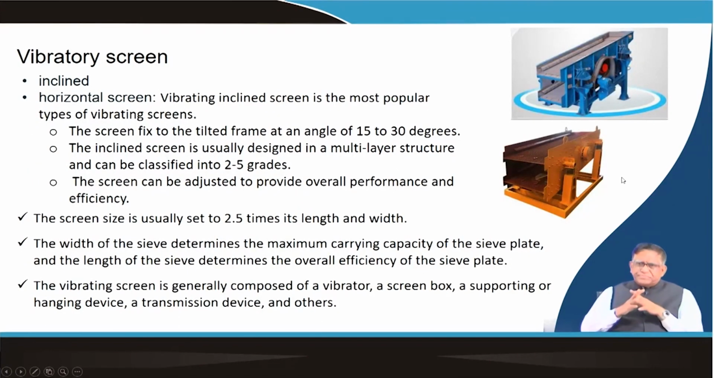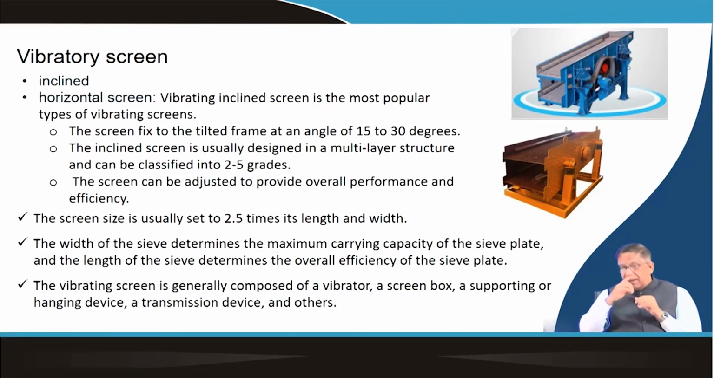Then the most common type of screen you will be finding is the vibratory screen. A vibratory screen can be a single deck or a double deck. That means, in one screen you can separate the material into two grades. The screen part, where we have the perforated plates with holes, we keep those plates with different mesh sizes, we will be talking about it.